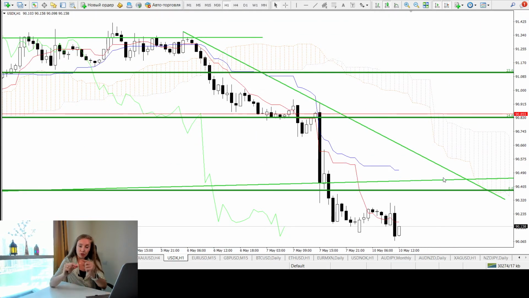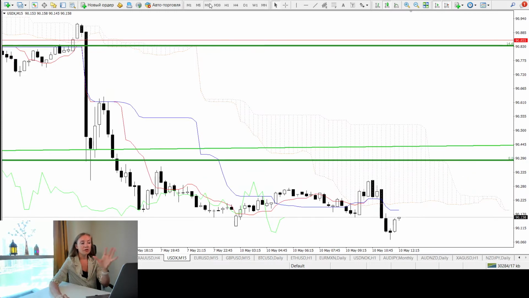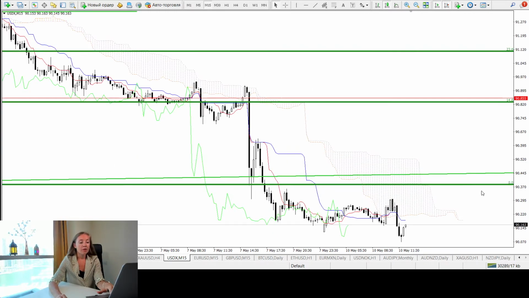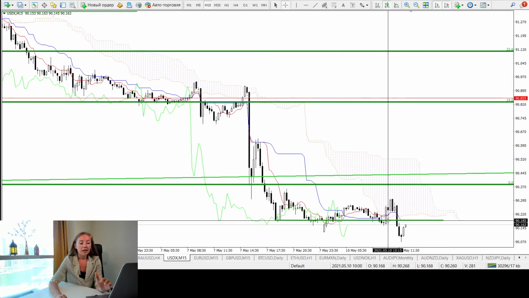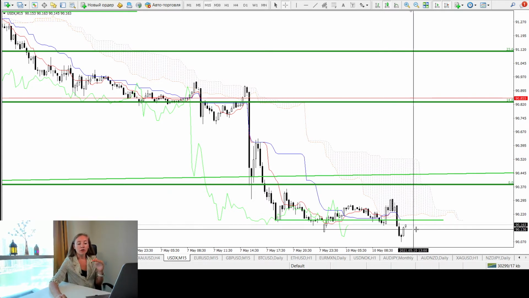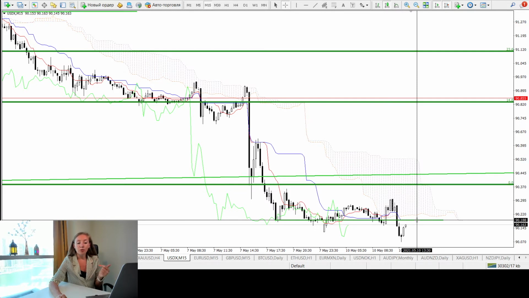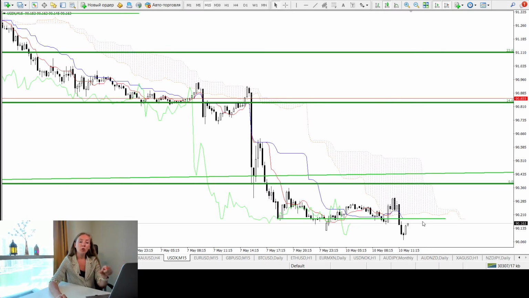If you trade intraday on a 15-minute chart or 5-minute chart like that, you have to check all those levels all the time until they are under 90.18, 90.20. It's still good to wait for a sell signal. But they may go down, up, down, up, down, up. Intraday, it's not the best moment to trade.